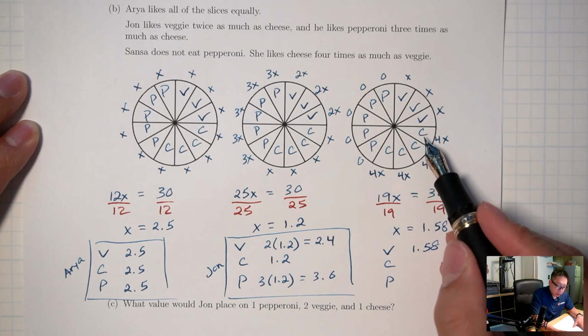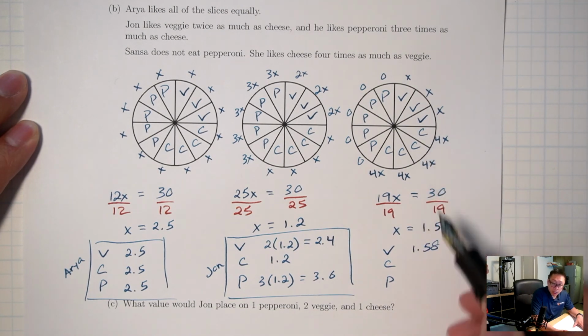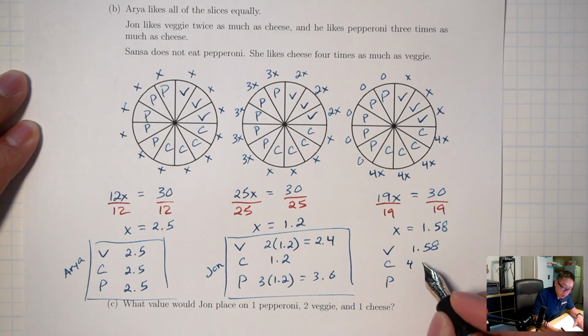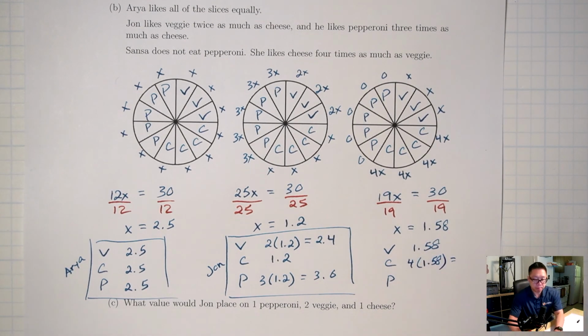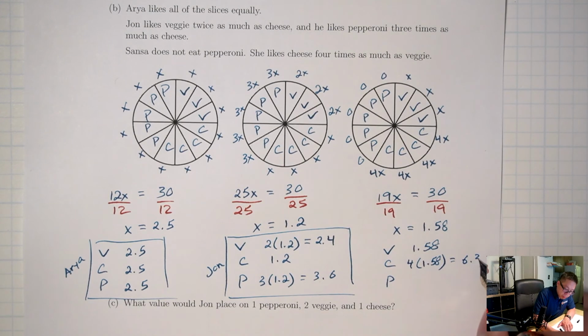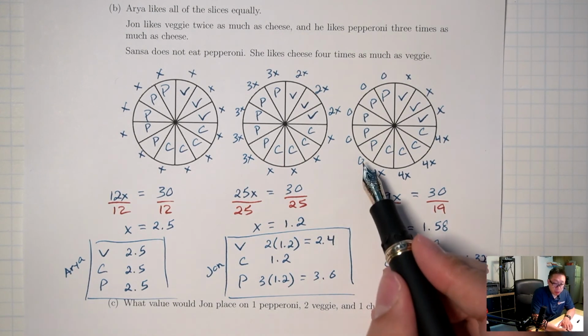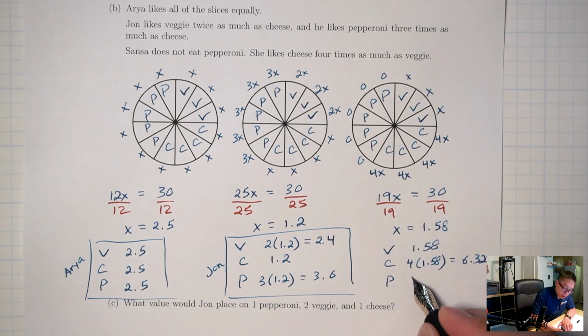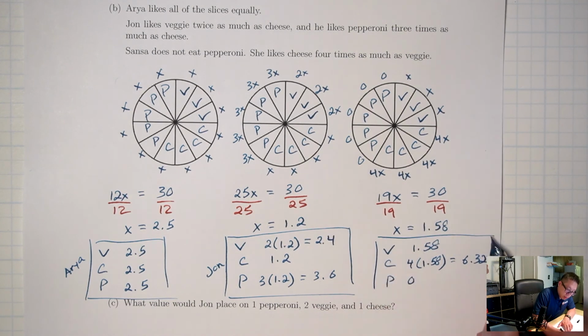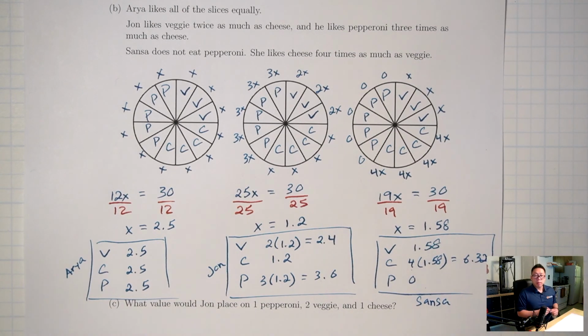Cheese we labeled 4x. That's 4 times 1.8, I mean 1.58. 4 times 1.58 is $6.32. And then the pepperoni was 0. It was worthless for Sansa. And these are Sansa's numbers.